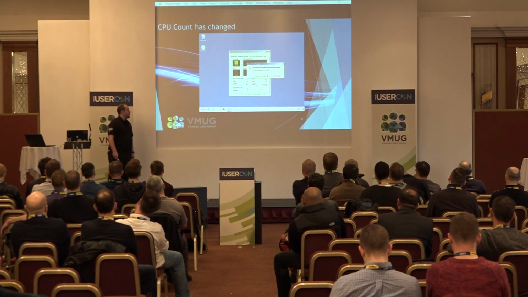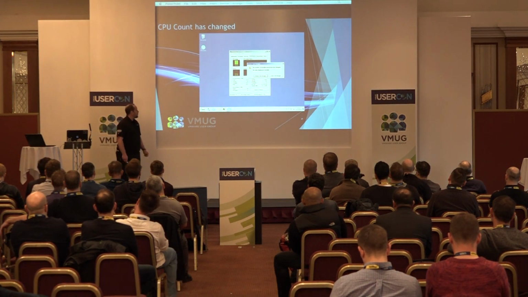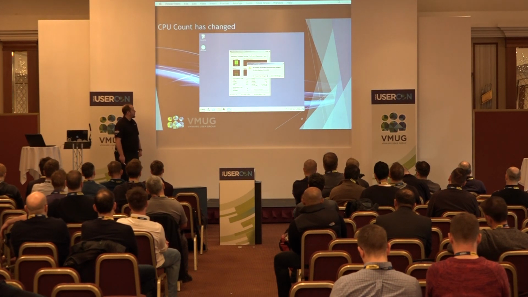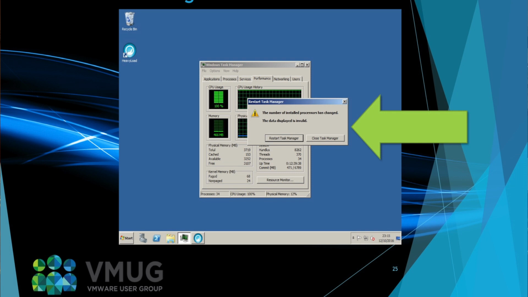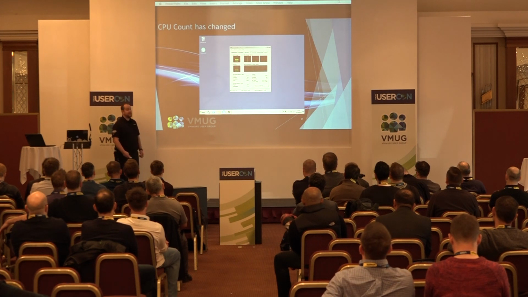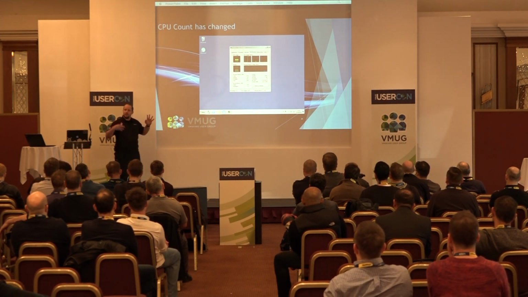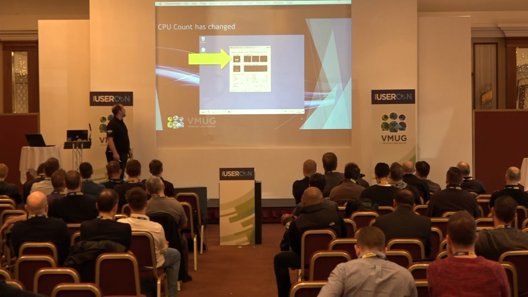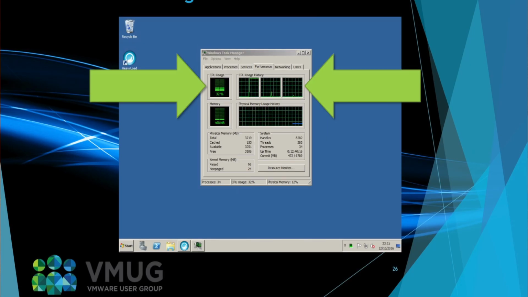Well, here we can see it's been done programmatically via the automation action framework. So this is the same VM that we were looking at earlier. And we can see on the task manager, it's saying the number of installed processes has changed. I don't know if that's clear over there, but the data displayed is invalid. So essentially telling you something has changed there. So I click Restart Task Manager here, and we've got 3 CPUs instead of 1. That, in essence, is one way of proving that this works. Just wanted to give you that kind of visual cue. And here you can see the CPU usage is still banging away, but it's only on 1 core, so 33%. And there's the other 2 cores there, happy.